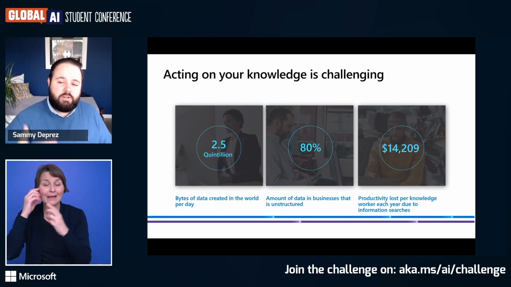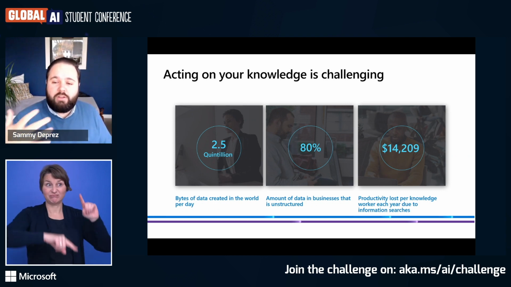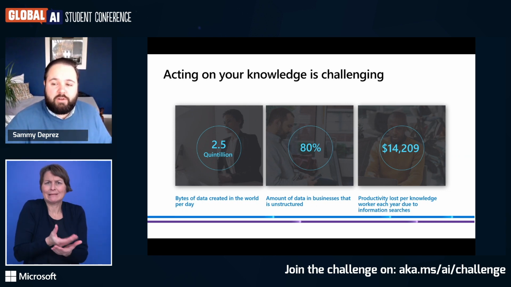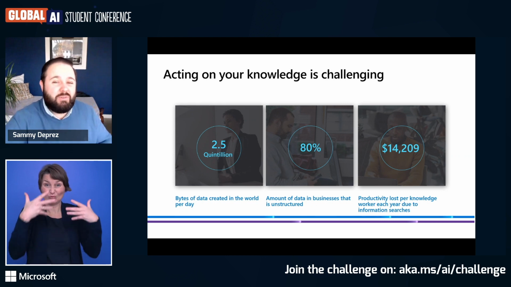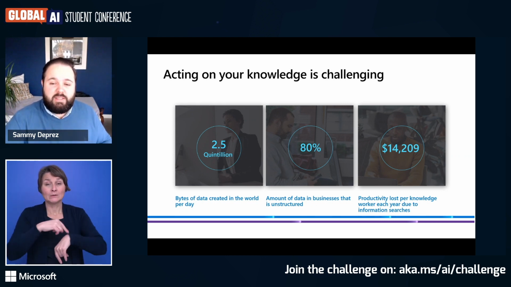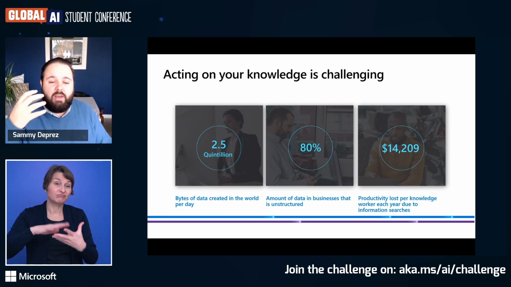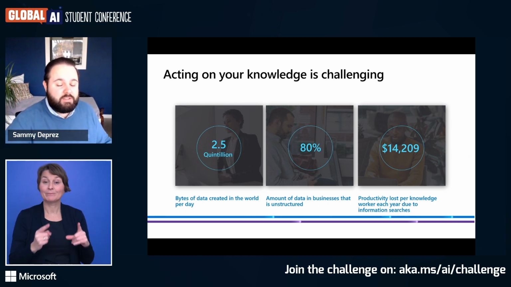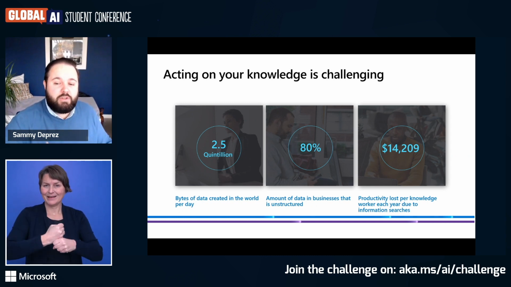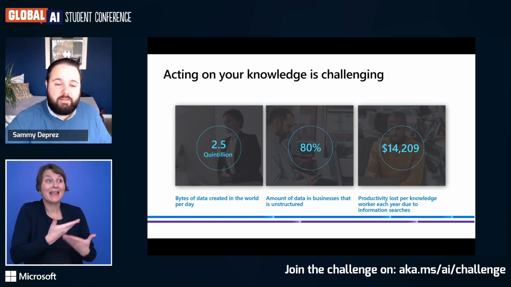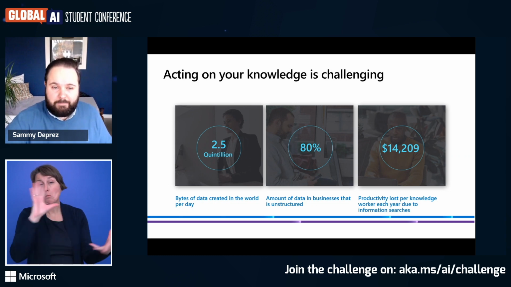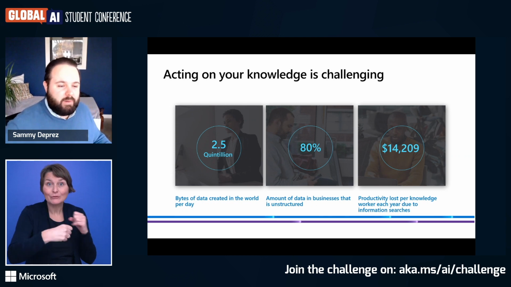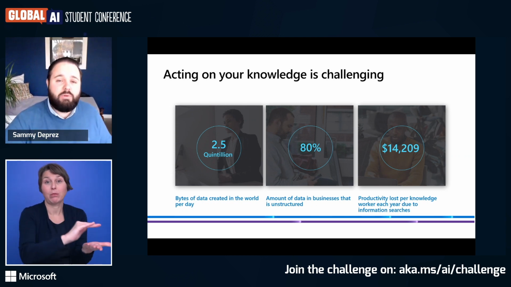Now, as a result of collecting all that unstructured data, it can cost time and money to figure out what kind of data we have. And as the slide also says, productivity lost per knowledge worker each year due to information searches is $14,000, because people lose time in finding data back. Therefore, my topic, help, I can't find what I need. How can we fix this?